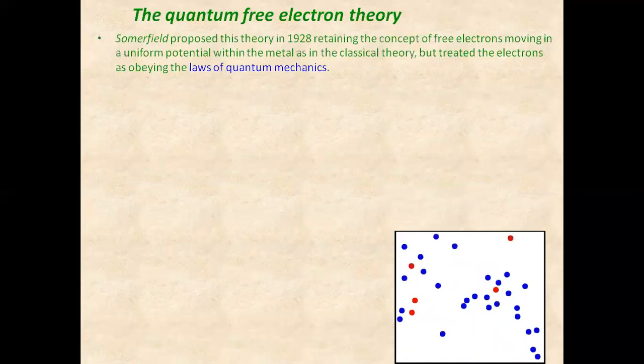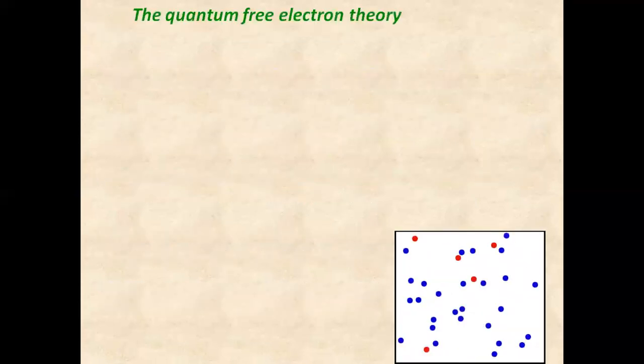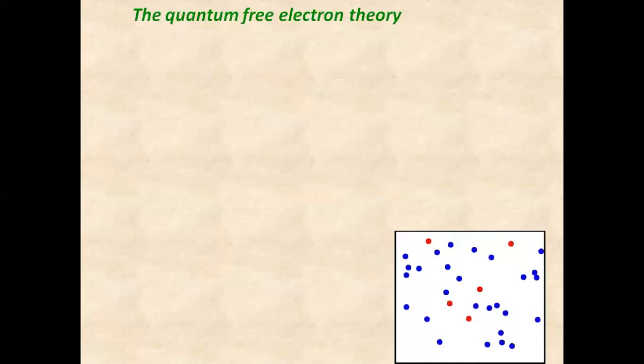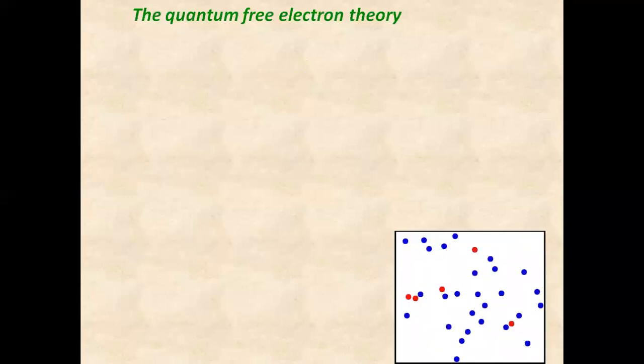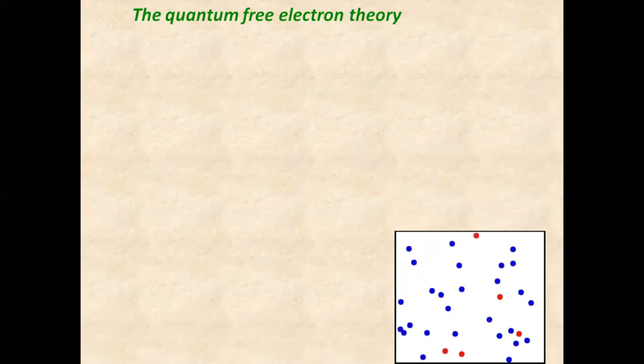The quantum free electron theory. Now, the next concept is the quantum free electron theory. That means some drawbacks are present in the classical free electron theory. Those drawbacks were successfully rectified by the quantum free electron theory.